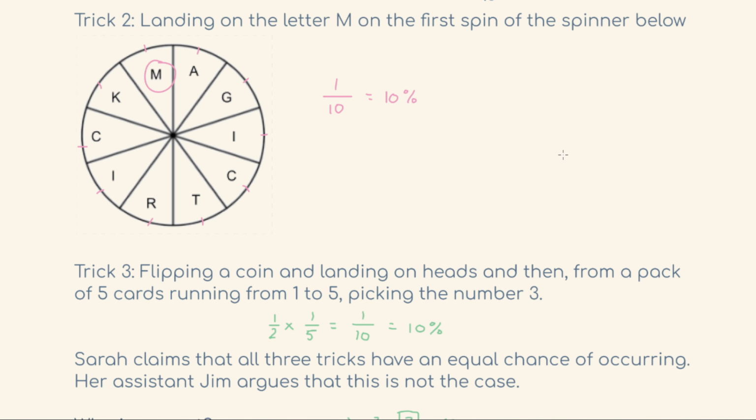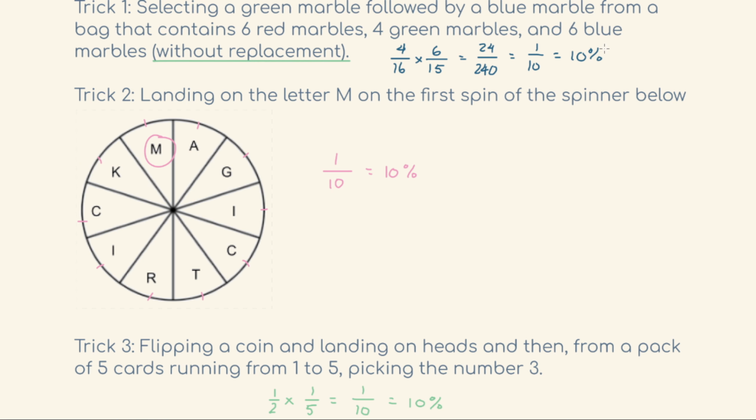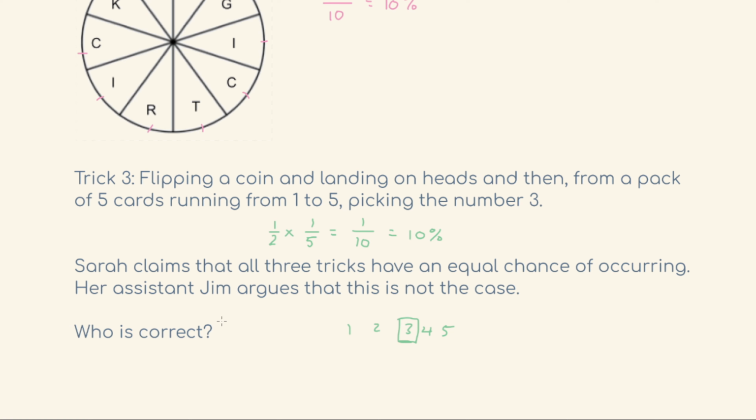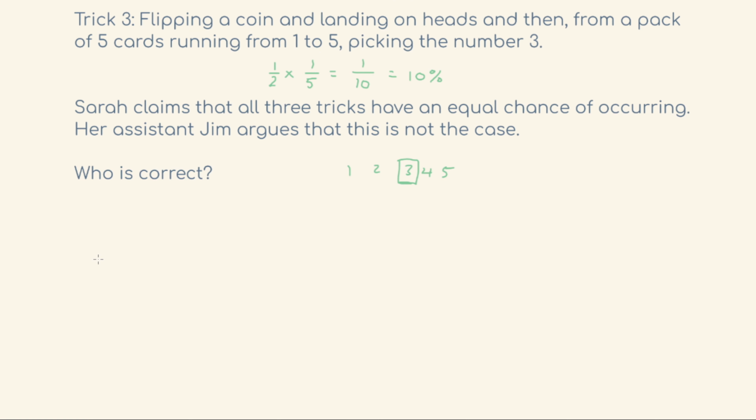Okay. So if you scroll back up here, all 3 tricks, okay, trick number 1 has 10%, trick number 2 also has a 10% success rate, trick number 3 also 10% chance of happening. So Sarah, okay, is correct, right? Sarah's the one who says that all the tricks have the same probability. So Sarah is correct. Okay. And that's all you have to do for question 6.